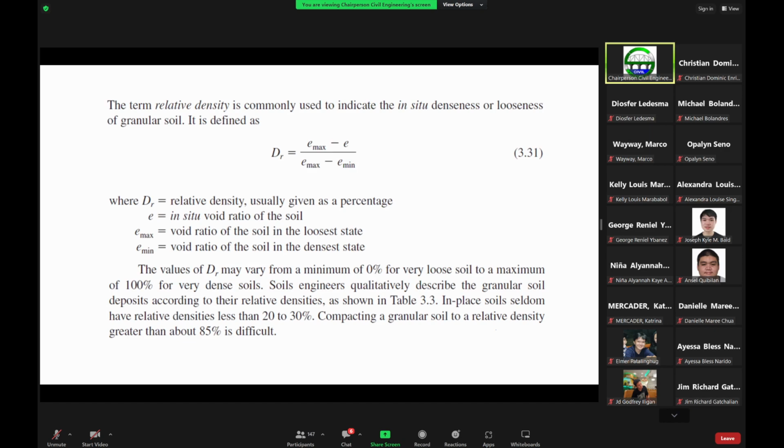That means there are a lot of voids. Loosest state, lot of voids, so that's the maximum void ratio. And then the minimum void ratio is the void ratio of the soil in the densest state. So there are very small voids because it's very dense, very compacted. Later on in the lab, you will also be doing a compaction test, in the laboratory.